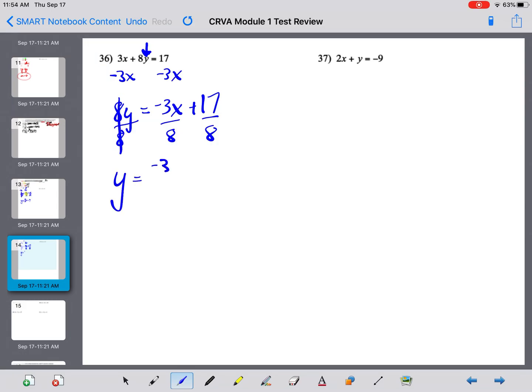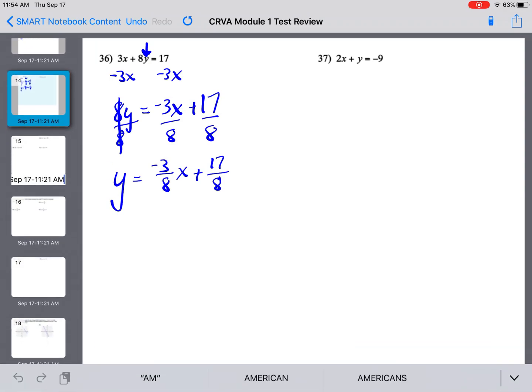So we get y equals negative 3/8 x. You can either put the x to the side or keep it on top again. And 17/8 we cannot simplify. Do not write it as a mixed number. Only reduce the top and the bottom if you can. Like, do that if you can, but I can't here. So I just keep it 17/8.